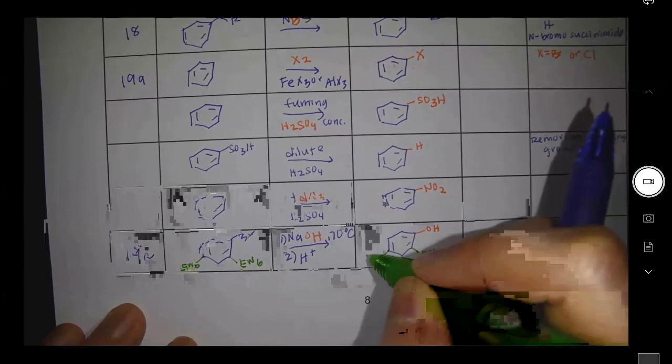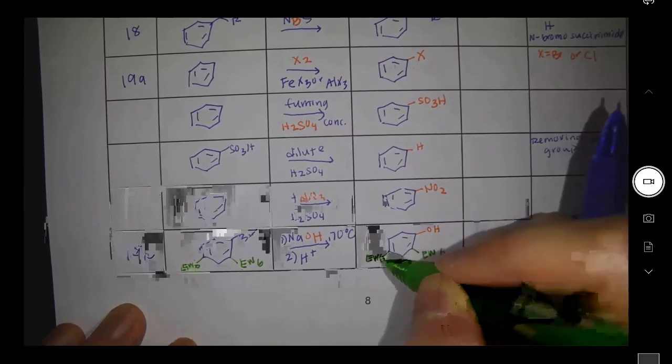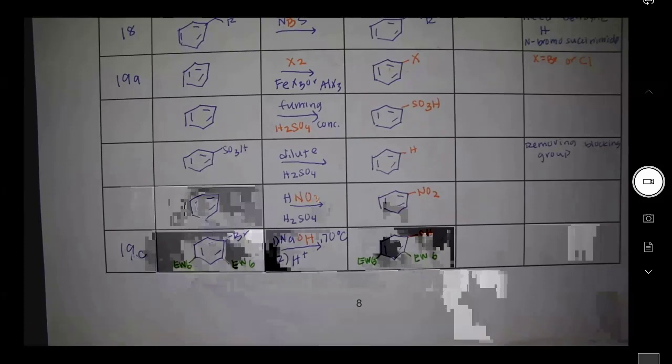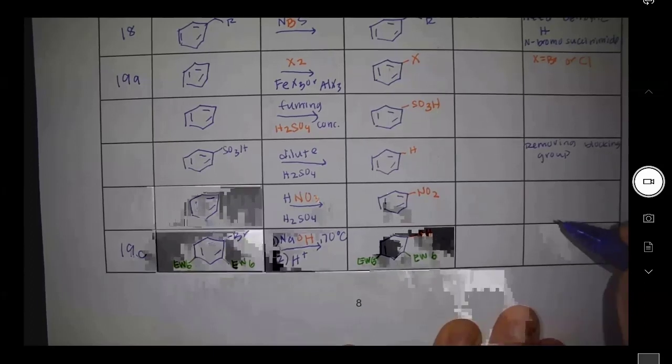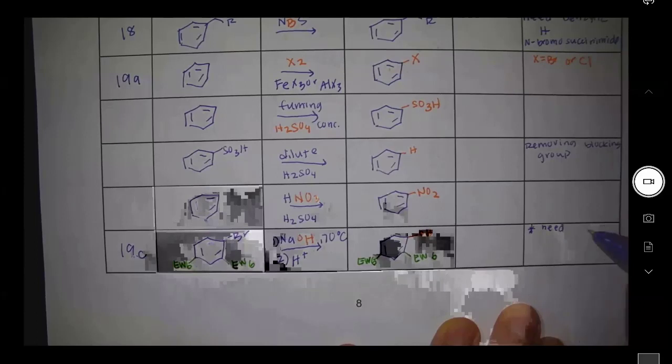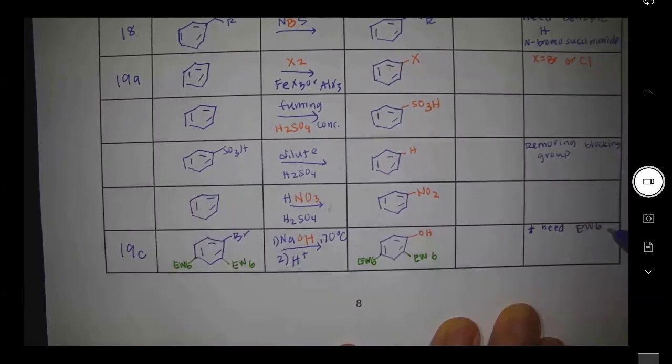If those electron withdrawing groups are not present, you won't be able to do that reaction at 70 degrees. You would have to heat that one up, I think, to 350 degrees Celsius, so pretty hot. So for this one, you need that electron withdrawing group on the ortho or para position. They don't have to be on both.